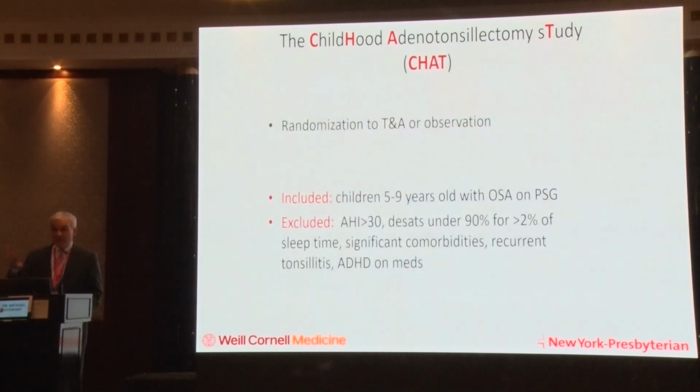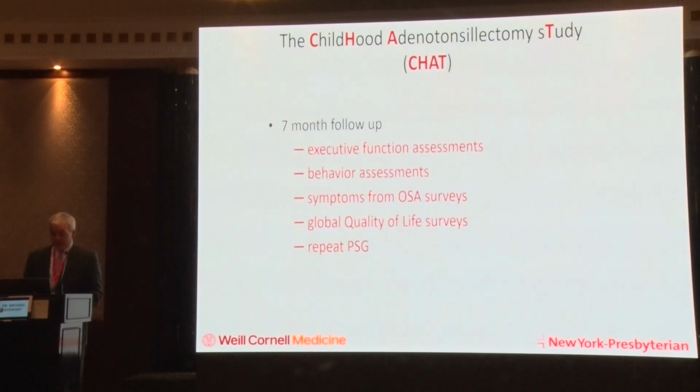The children were randomized to either have tonsillectomy, adenoidectomy, or observation, just to see if they would get better on their own. Children from 5 to 9 who had sleep apnea diagnosed on sleep study. All these children had to have a sleep study to be in this particular study. Excluded very severe sleep apnea, a large number of desaturations, significant comorbidity, children who also had recurrent tonsillitis or ADHD. And they did 7 months of follow-up, and they did several outcome measures. They measured executive function, behavior, symptoms of sleep apnea, quality of life, and every patient got a repeat sleep study in the tonsillectomy group and in the watchful waiting group.